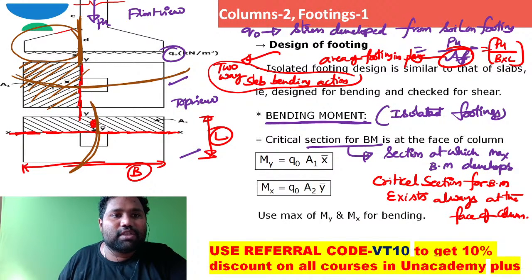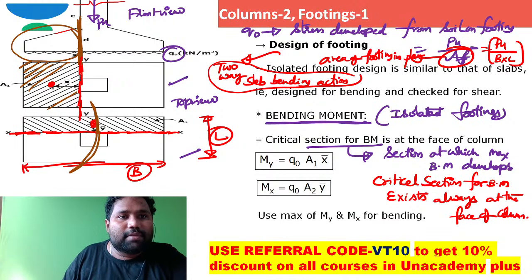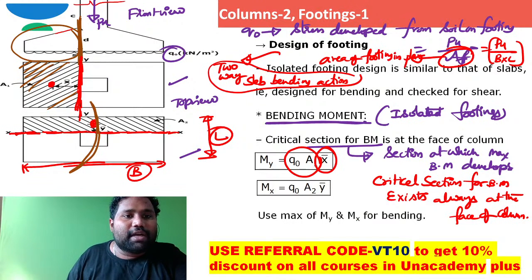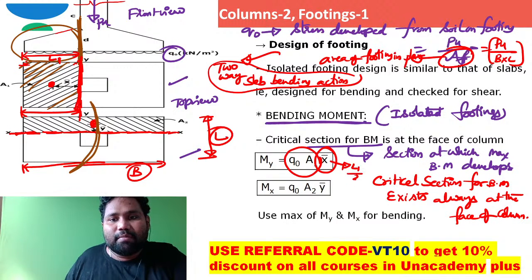So what is the bending moment with respect to this YY axis? It is q naught into area A1 into the centroid distance. This point is the centroid distance of this force from this critical section for bending moment. The force itself is area A1 into q naught. Force multiplied by lever arm, and the lever arm is X bar. What is this X bar? This distance by 2 is X bar. Let us suppose this distance is L1, then X bar is L1 by 2.